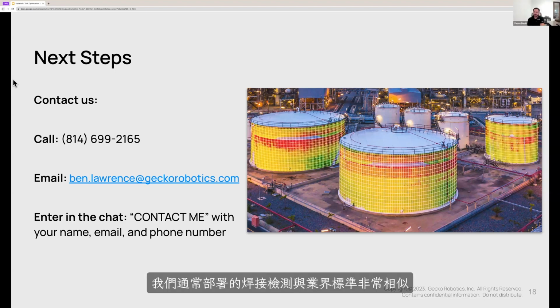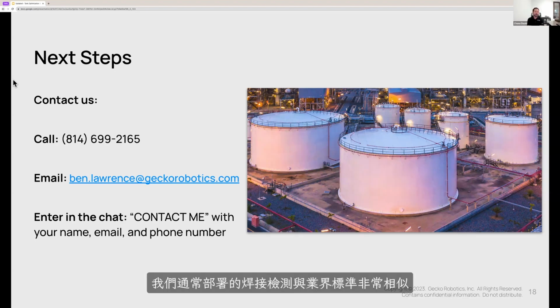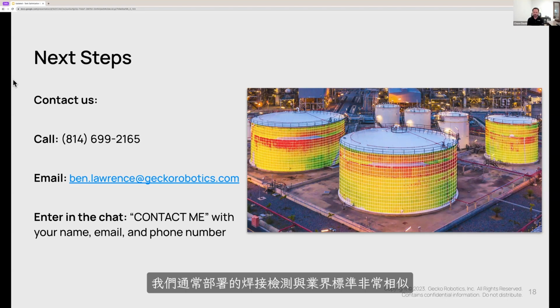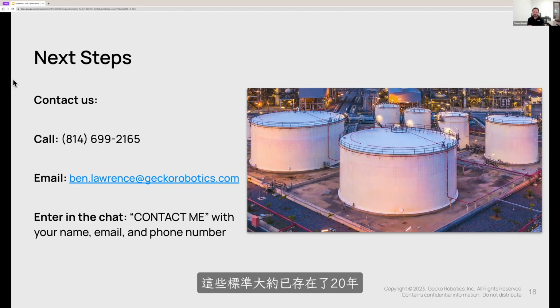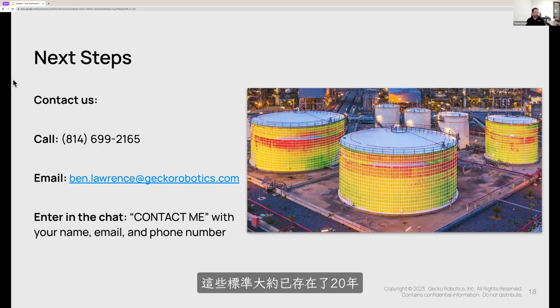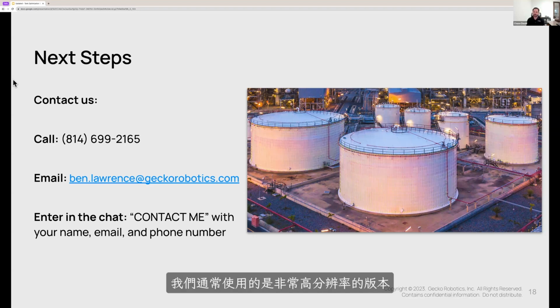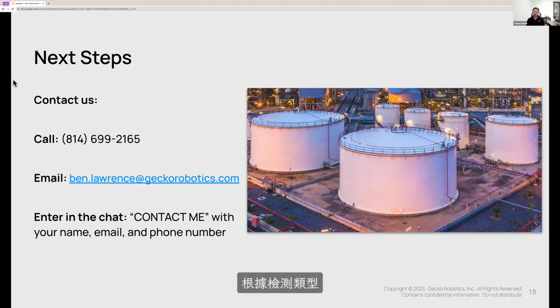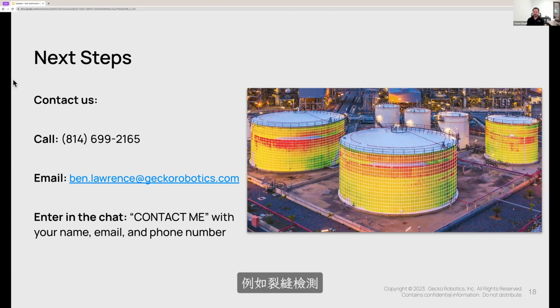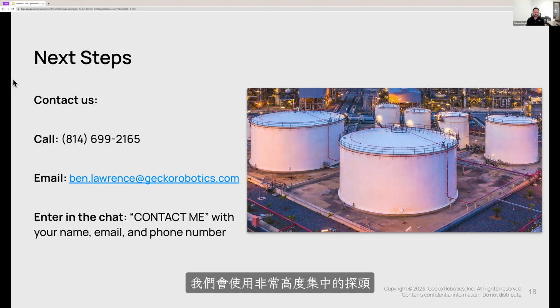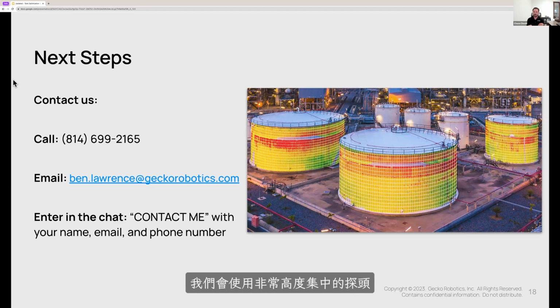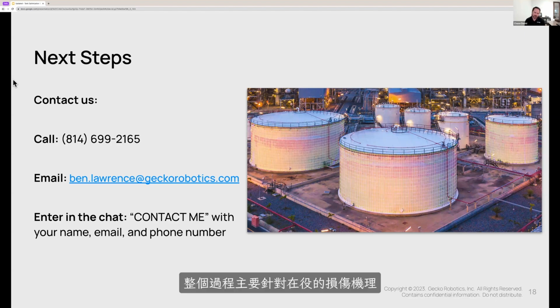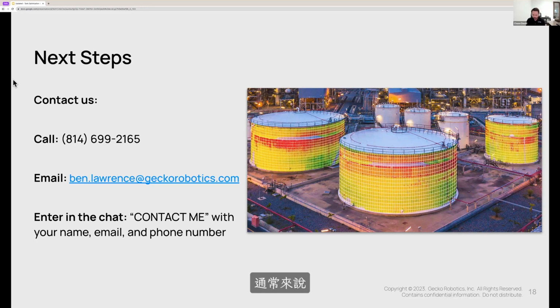Sure. The weld inspection that we typically deploy is very similar to the industry standard that's been around roughly 20 years, as phased array has been working its way to usurp radiography inspections. But typically we're using a very high resolution version of it, of 32 or 64 elements or more, several probes of overlap, and depending on the inspection type, for a crack inspection we are going to be using very highly focused probes. And the overall procedure is geared towards in-service damage mechanisms typically.